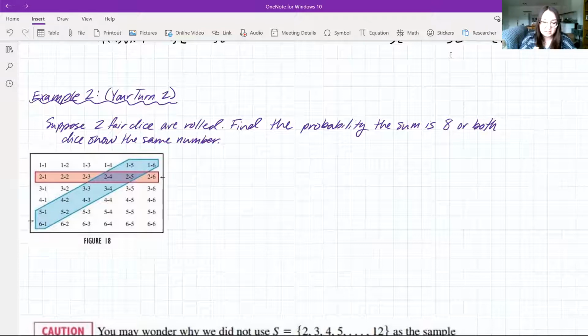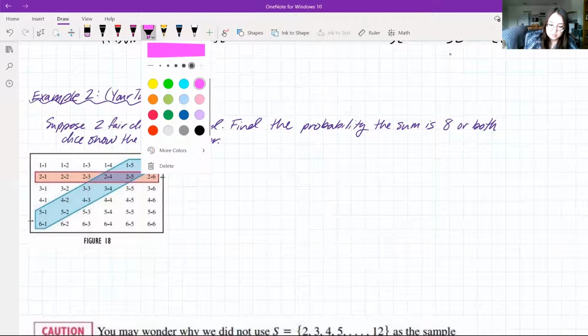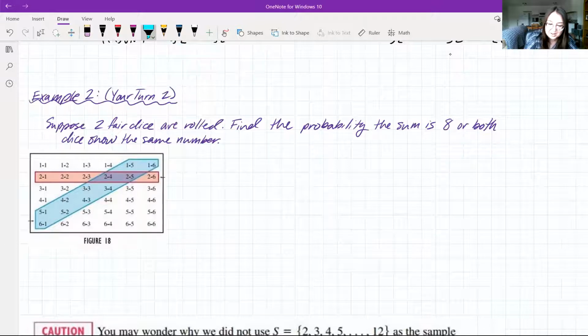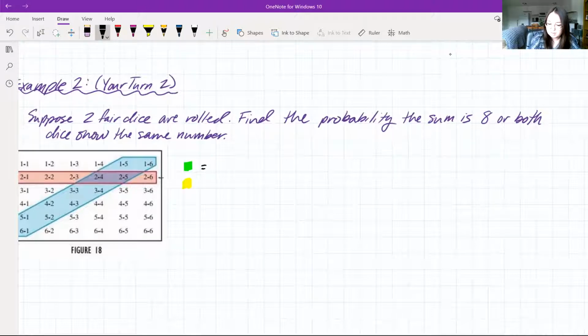So by using this image, we want to find the probability that the sum is 8, or both dice show the same number. So what we're going to do here is use different colors since they used the same one. So let's do green and yellow. Green is going to be sum is 8, and yellow is going to be dice that show the same number, or we'll call those doubles. So doubles.